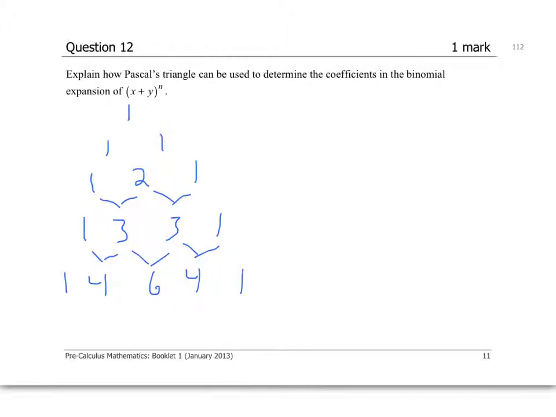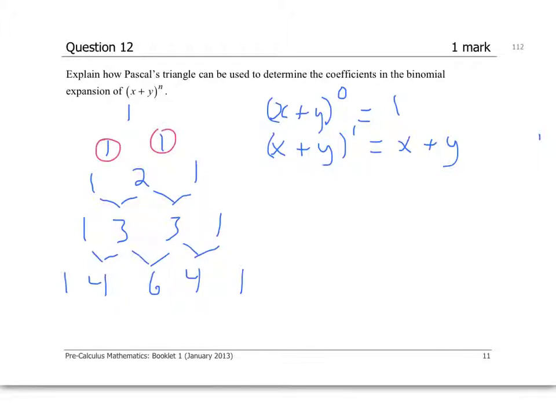All right, so what does this mean? Okay, if we're doing x plus y to the 0, we get 1. Anything to the 0 is 1. If we do x plus y to the 1, obviously that's just x plus y, right? So our coefficients, right, are 1 and 1 respectively.